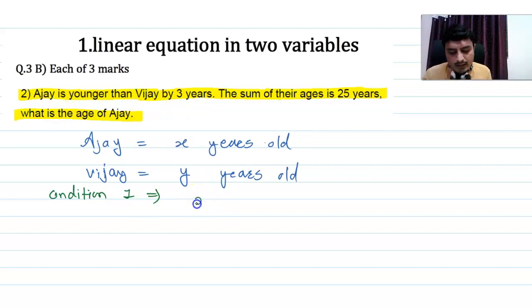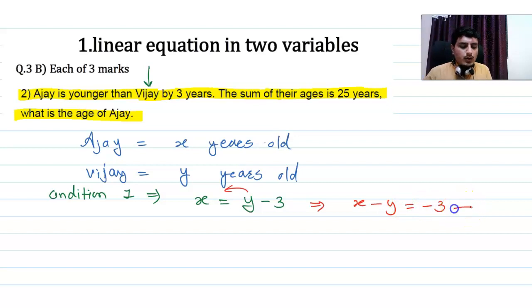That means the age of Ajay is y minus 3. Younger means whatever be the age of Vijay, from that we have to subtract 3. Let's rearrange the equation into the general form of a linear equation in 2 variables. Shift y from RHS to LHS, so that plus y becomes minus y: x minus y equals minus 3. Let us call it equation number 1.